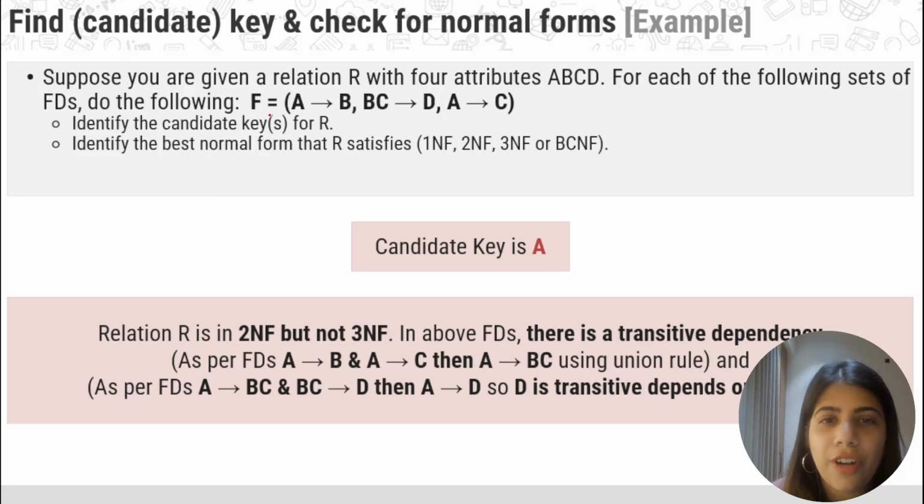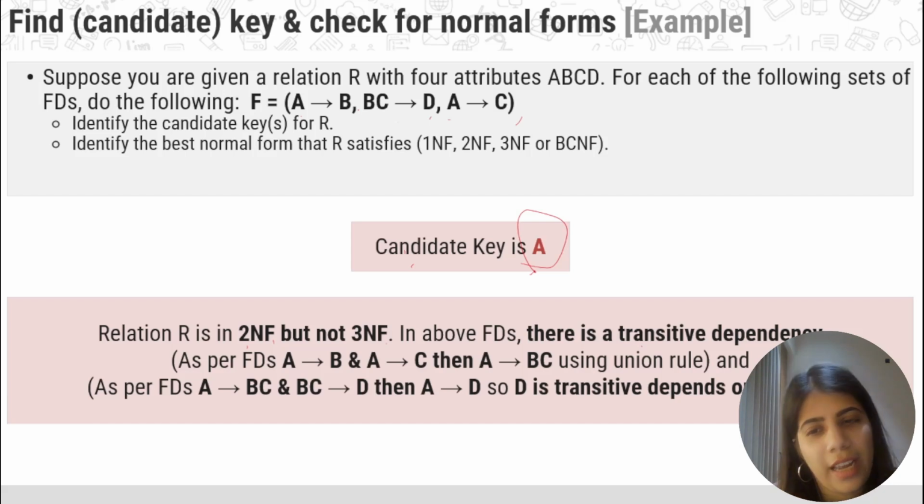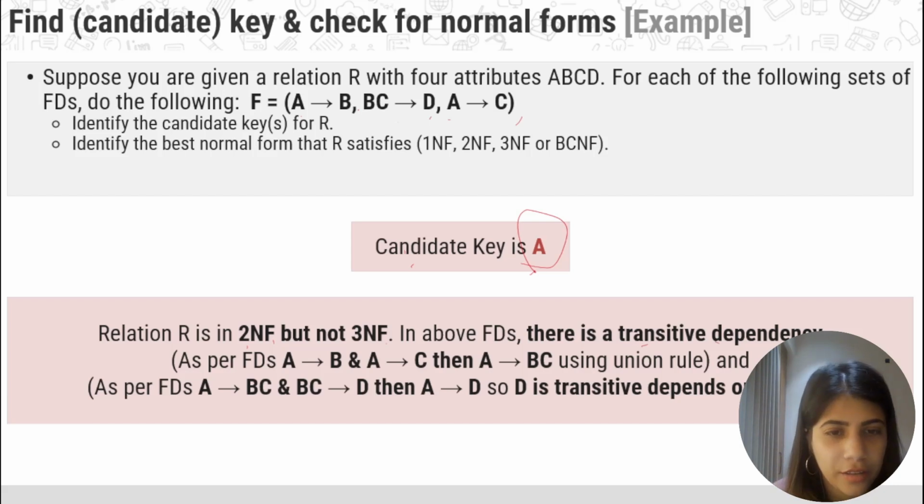Over here in the functional dependency, A can determine B, BC can determine D, and A can determine C. So the candidate key, very simple over here, is A. Relation R is in 2NF but not in 3NF. Why? Because again there is a transitive dependency over here.